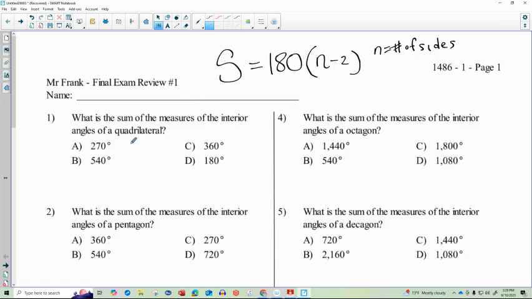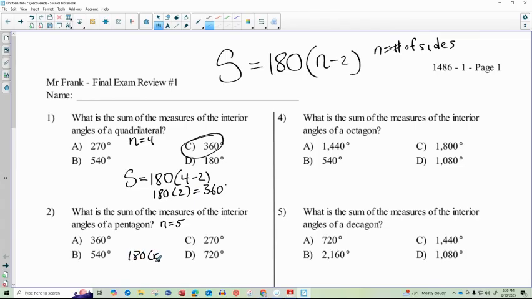For example, a quadrilateral has 4 sides, so the n is equal to 4. A pentagon has 5 sides, so the n is equal to 5. Other than that, we just need to substitute into the formula 180. The n is 4, so I'm going to put 4 minus 2. Well, 4 minus 2 is 2, so 180 times 2 equals 360. Here, it would be 180 times 5 minus 2, which is 180 times 3, which is 540. Simple as that. And that is topic number 1.